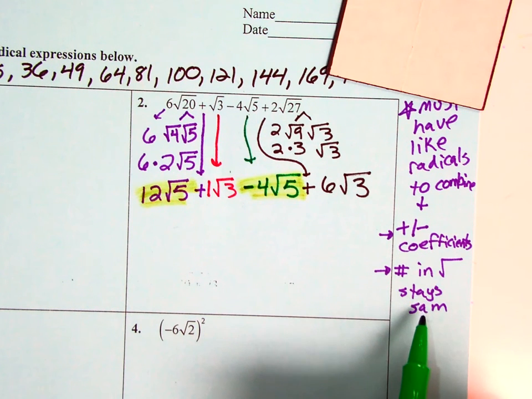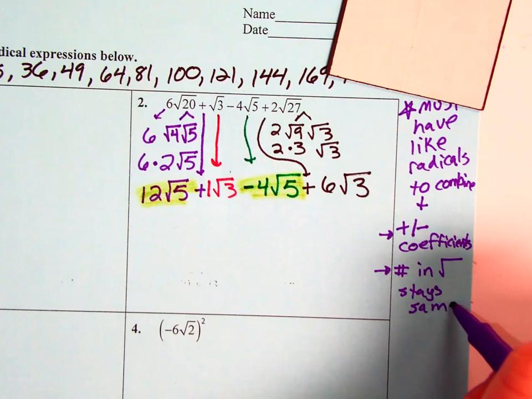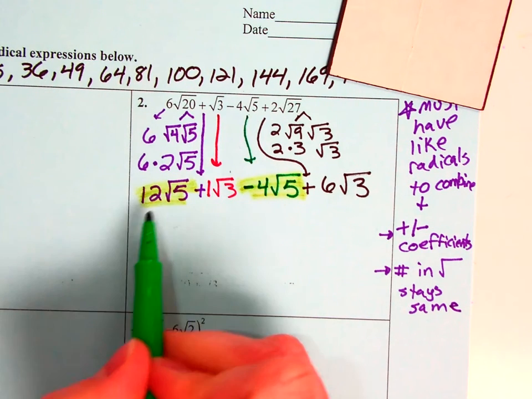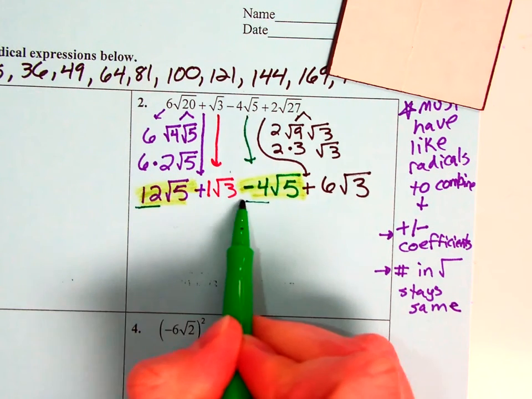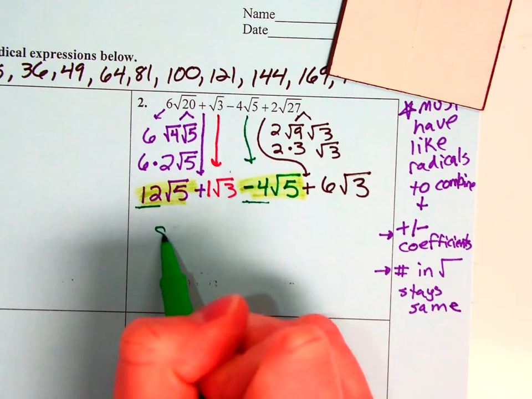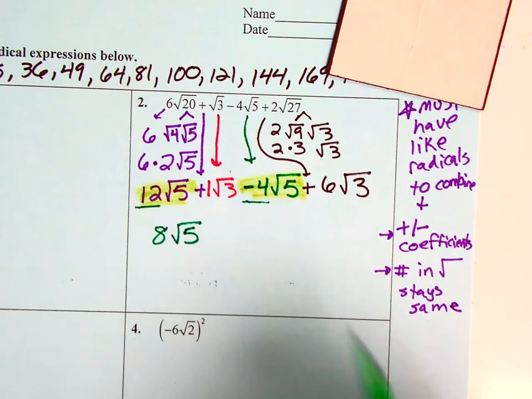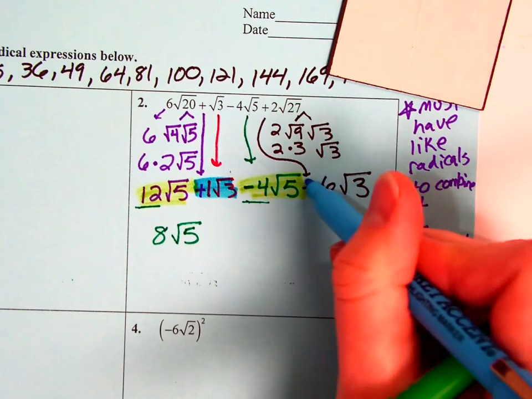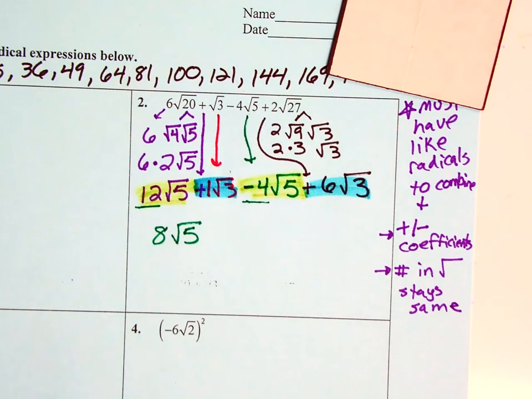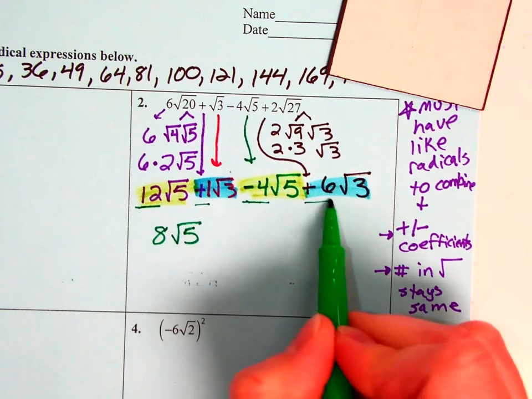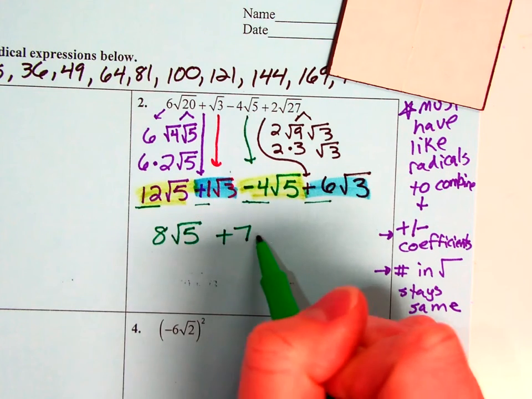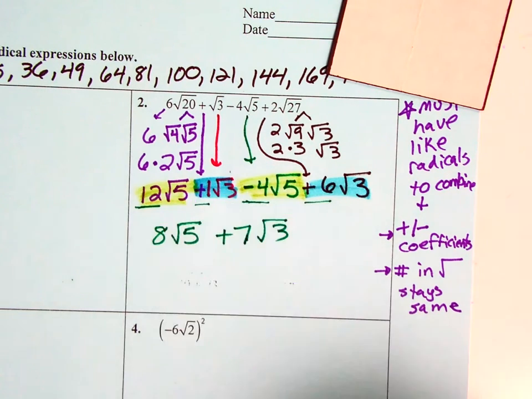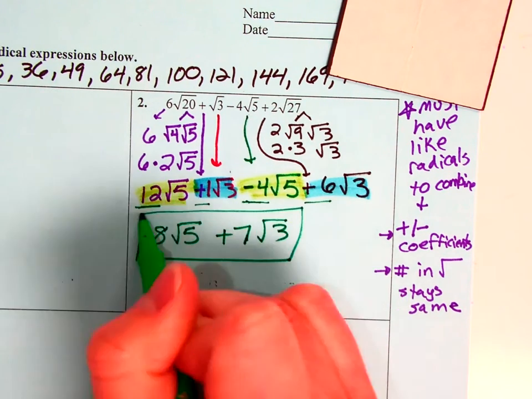The number in the radical will stay the same. So 12 minus 4 would be 8, and the radical 5 comes along. Then my other like terms are this positive 1 root 3 and my positive 6 root 3. Well, positive 1 plus 6 would be a positive 7, and the root 3 comes along. And since those are not like radicals, that's as far as I can go.